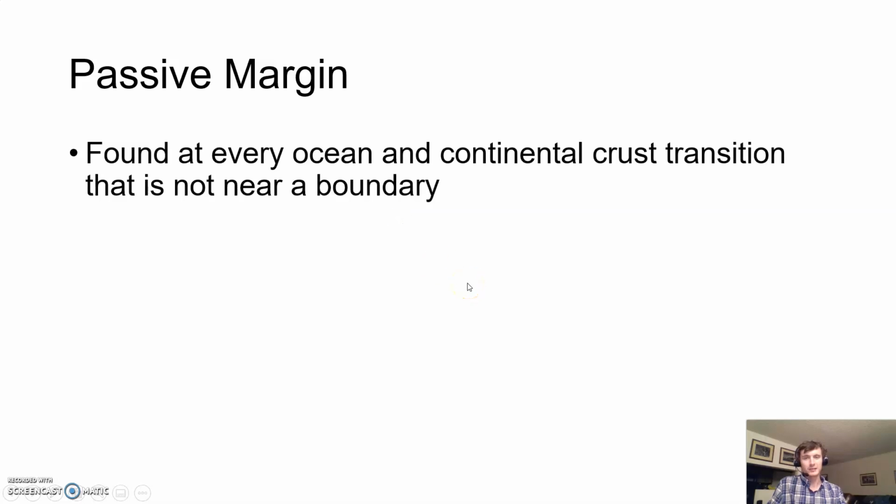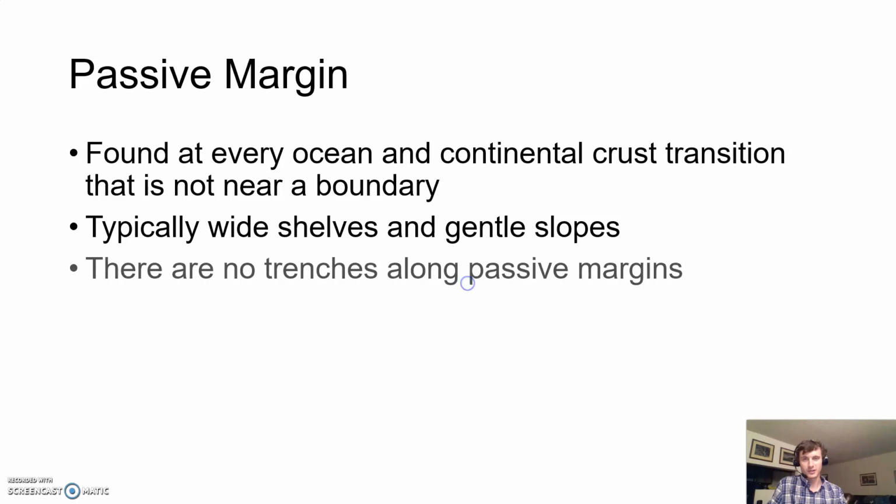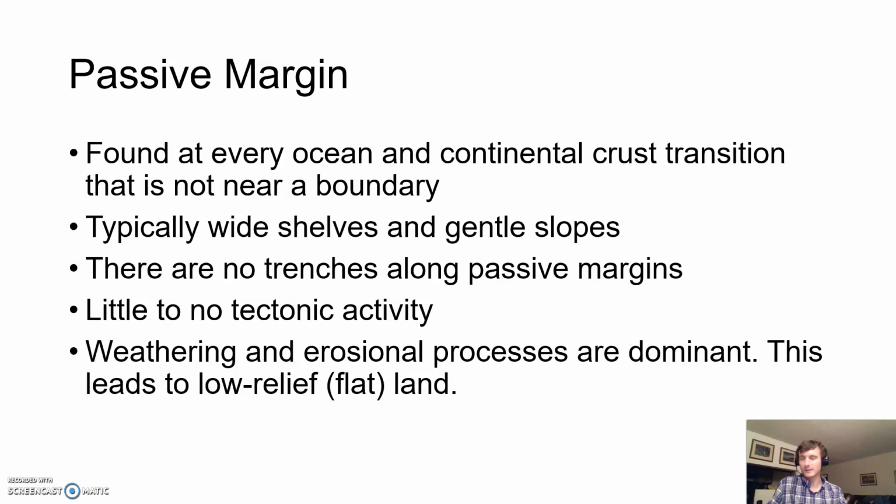What about the passive margin? So this is every continent to ocean transition that is not near some sort of convergent or transform boundary, not an active place. You have a wide shelf and a gentle slope to these, no trenches, no tectonic activity, no mountains, no volcanoes, none of the big exciting stuff. Whenever you have a passive margin, it's more of a passive place. It's not doing as much.